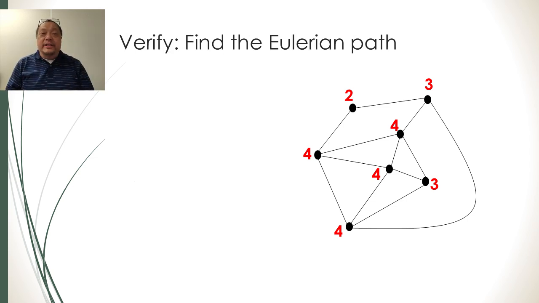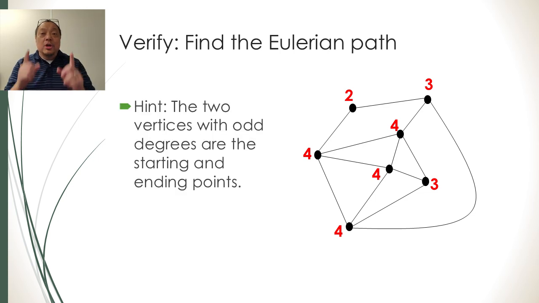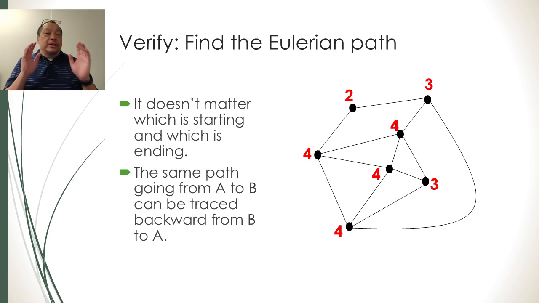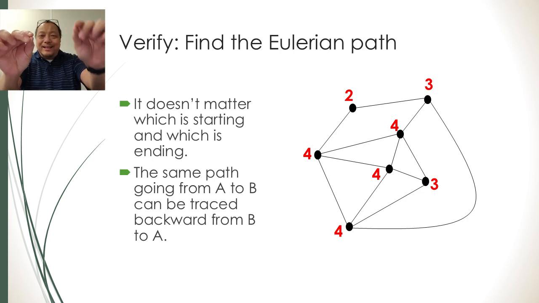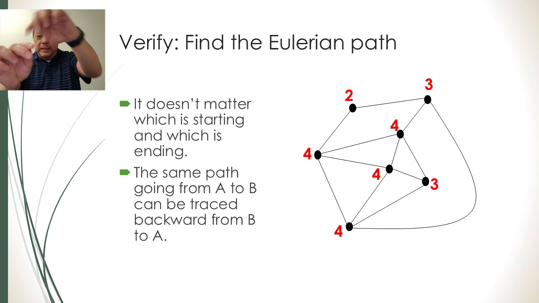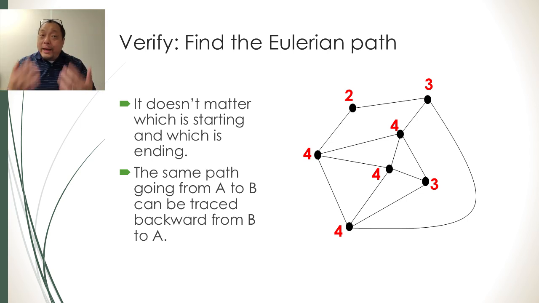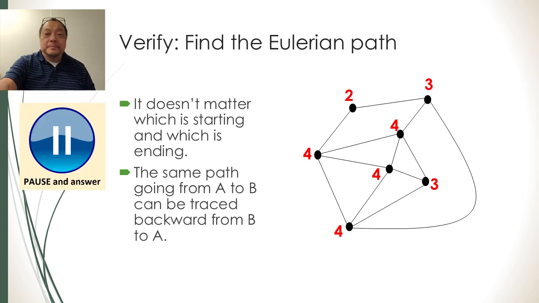Let's find the Eulerian path. Hint: Euler's theorem tells us the two vertices with odd degrees are the starting and ending point. And it doesn't matter which is starting and which is ending. If we choose this point as starting and the other point is ending, then you go from A to B. But if you choose the other way around, you can go exactly the same route in the opposite direction, B to A. Just pick one of the odd vertices as starting and go from there. Go ahead and press pause and try. Come back when you're done.